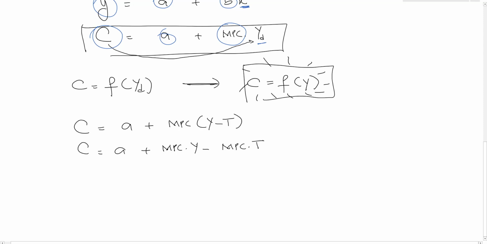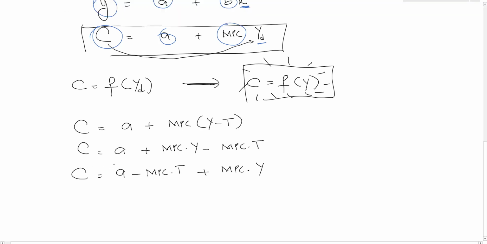Okay? All right, so I want Y on my x-axis now, which is real income, and C is going to stay on my y-axis. So let me just rearrange these terms. I'm not going to change anything, I'm just going to rearrange. I'm going to put A minus MPC T on one side, plus MPC times Y on the other side.